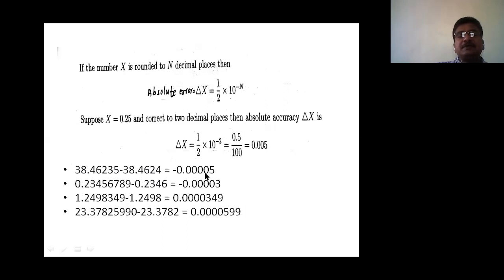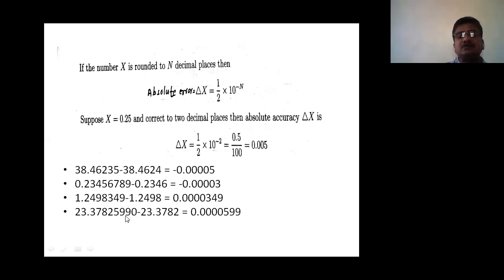And so what is the difference between these two? It is 0.00005. If we subtract the first number from the second number, then we get the answer positive 0.00005. Okay, so also this number is rounded to four decimal places, and then we have this difference 0.00003. This number is also rounded to four decimal places. We have the answer positive 0.000049, that is 0.0000 something.